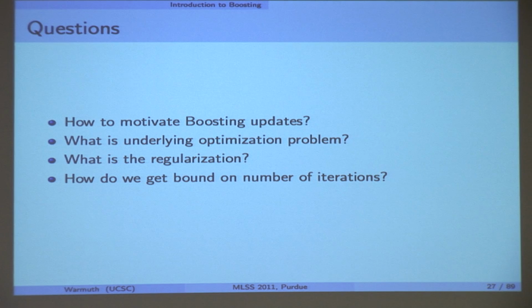So the questions that we're going to address are how to motivate these boosting updates. What are the underlying optimization problems? What is the regularization that motivates them? And how to get bounds on the number of iterations. So that's sort of the kind of questions that I'm interested in. Right? So this greedy scheme of adding one base learner, one feature at a time, how many features do you need before you're going to get accurate?